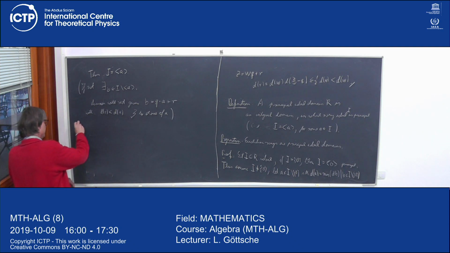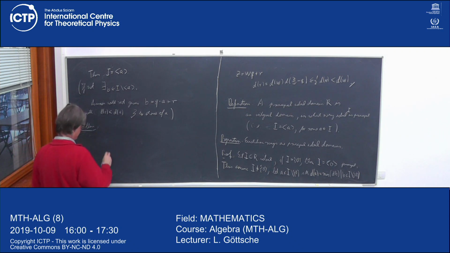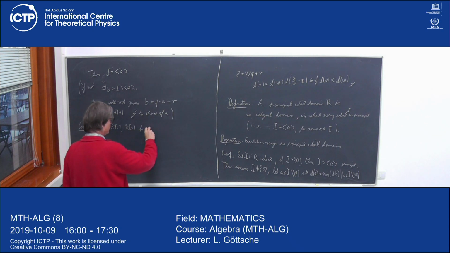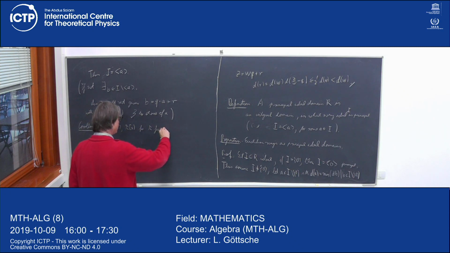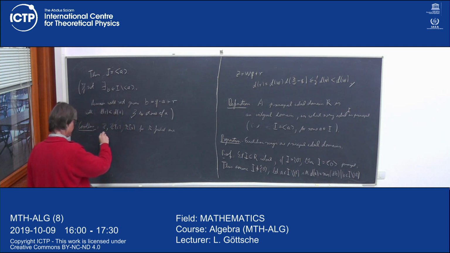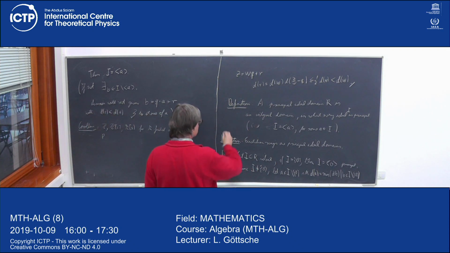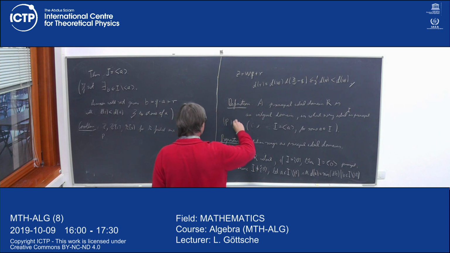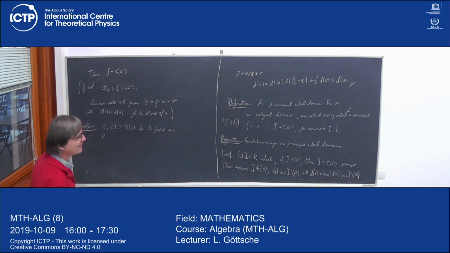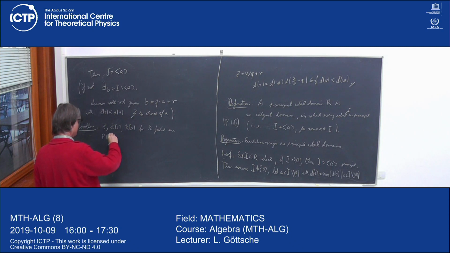So in particular we see that Z and K[x], K a field, are principal ideal domains. Maybe I should say the abbreviation is always PID, principal ideal domain.